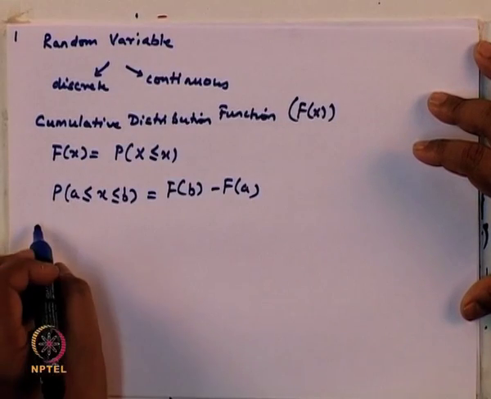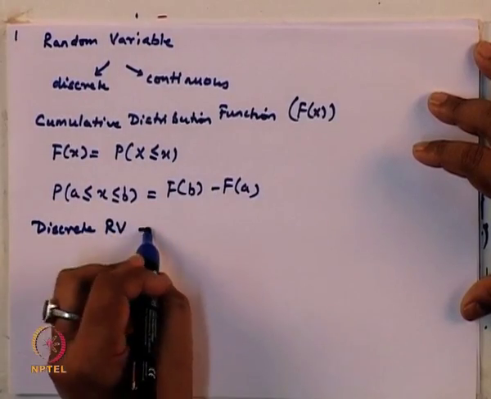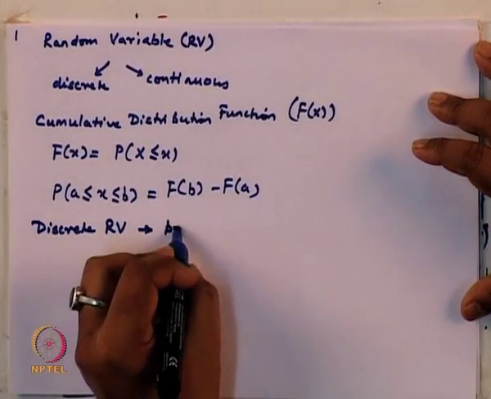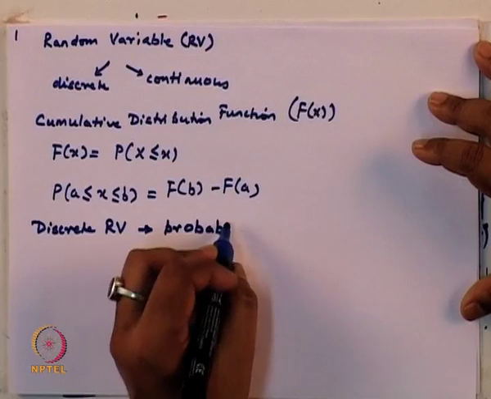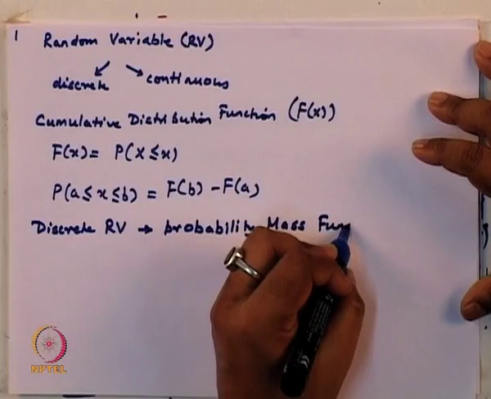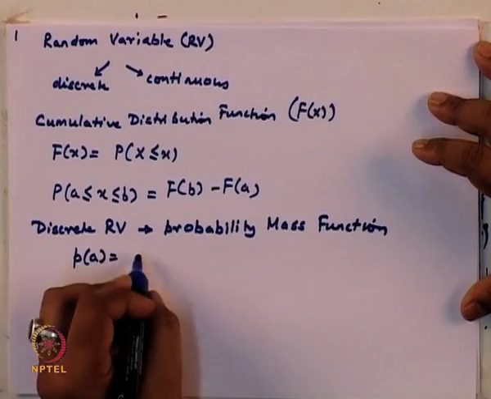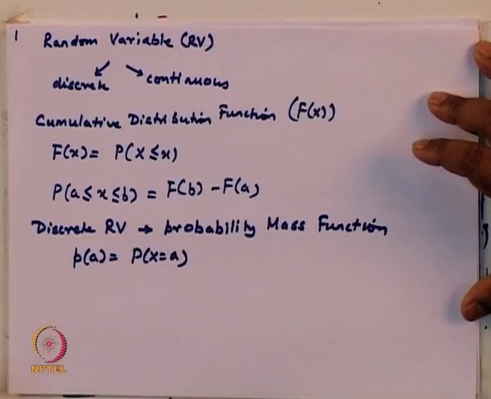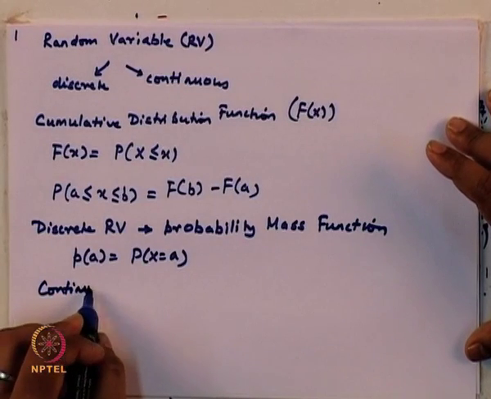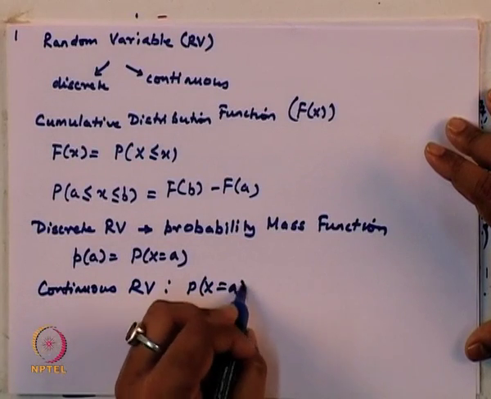Okay. For a discrete random variable, RV in short, you can define a probability mass function, which is nothing but P of a is given by the probability of x equal to a. But for a continuous random variable, the probability of x equal to a is always 0.